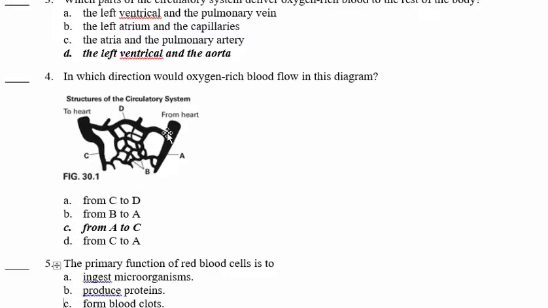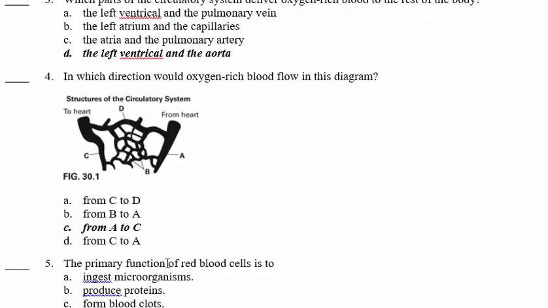The oxygen-rich blood always flows from the heart, okay? So it is going to flow from the heart, it is going to go to the rest of the body, and then it's going to return to the heart as oxygen-poor blood. So from A to C.